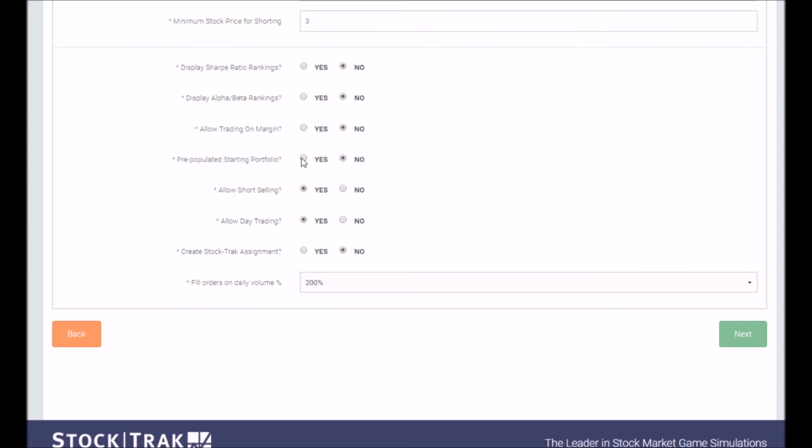You're also able to set up a pre-populated starting portfolio. For example, some professors like to build a benchmark portfolio and then have their students buy and sell from that to start with instead of just giving them cash to begin with. Next, you can choose whether or not you want to allow your students to short sell and day trade.